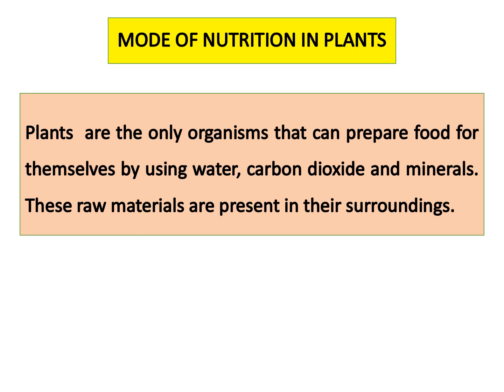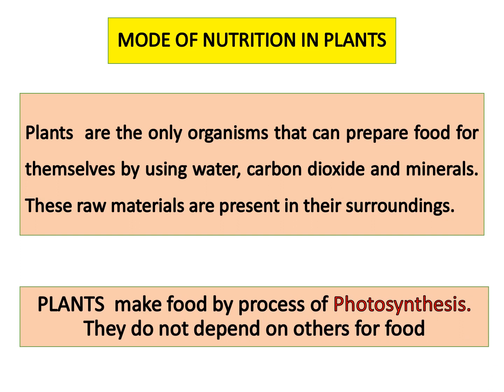So plants are the only organisms that can prepare food for themselves by using carbon dioxide, water and minerals. These raw materials are present in their surroundings. So plants make their food by themselves by the process of photosynthesis. They do not depend on others for their food.